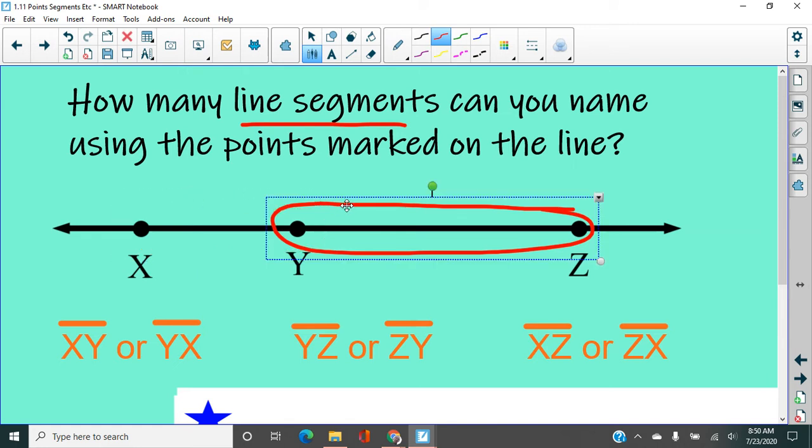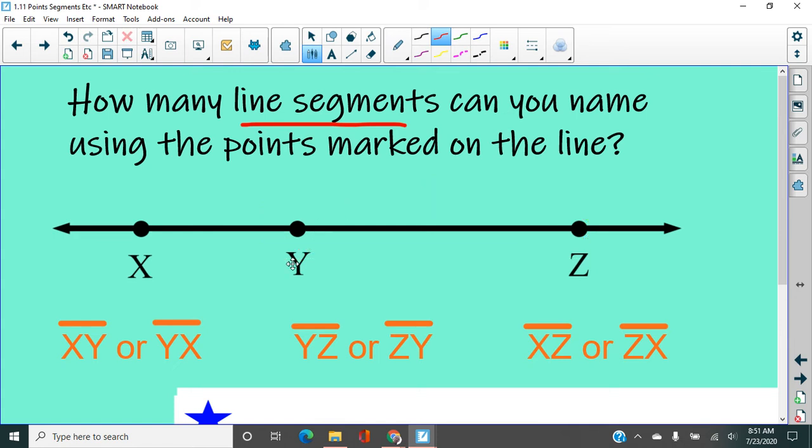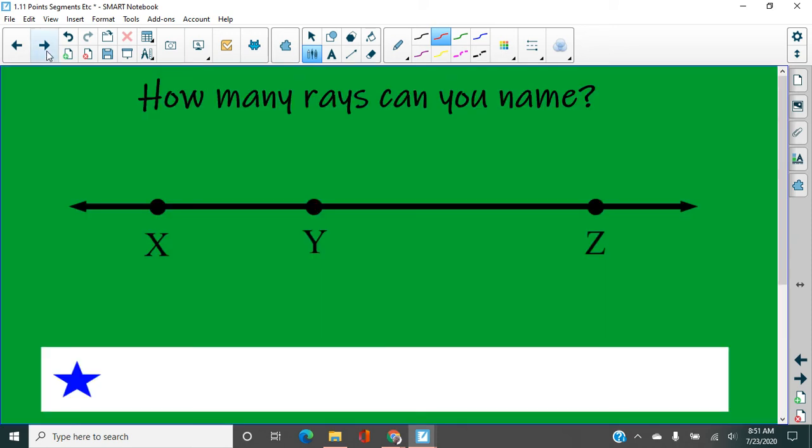What we never want to do is have three letters. We would never say that this is line or line segment XYZ. Okay, that doesn't work. The reason is when you have three letters, you're actually going to be talking about an angle, and we're not going to get to that today. But all lines, line segments, and rays only have two letters in their names.